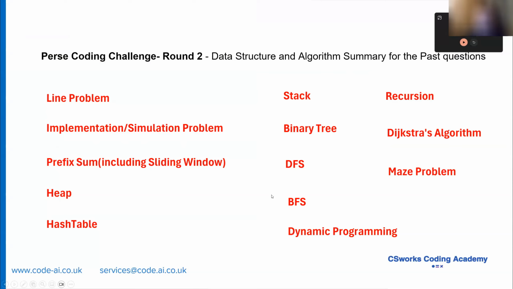We've done breadth first search, but there's a similar algorithm that also looks through grids, mazes, binary trees, and it's called depth first search. We've looked through some maze problems, but we also want to expand on that knowledge. We want to look through heaps, hash tables, prefix sum, and dynamic programming. So quite a few topics, and these are considered high-level topics, so they do require some time to learn.